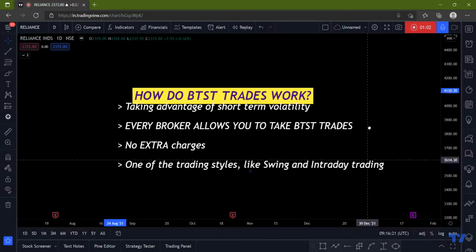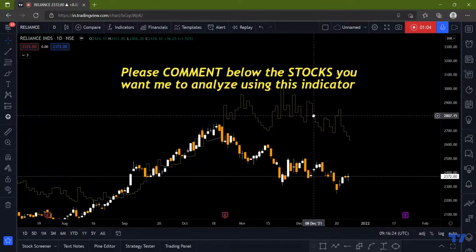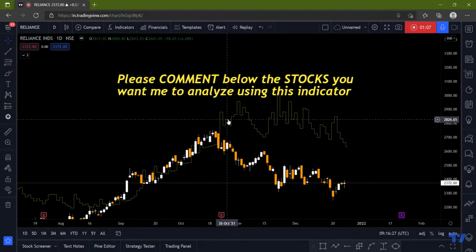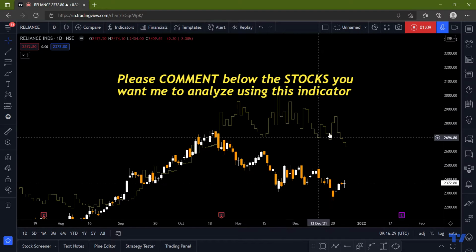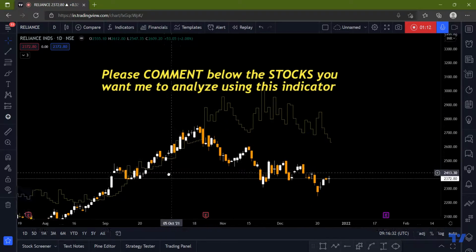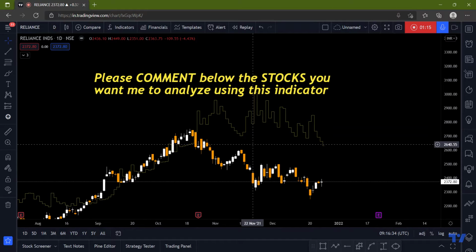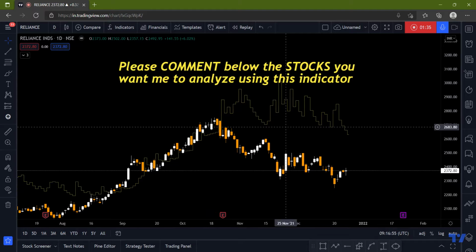Also, I'll be introducing you to a new indicator that I have coded myself. So this yellow line that you see, this weird zigzag line. I'll be introducing you to this indicator in one of the follow up videos, and I'll show you how it can be used to find breakout trades on any stock. So I'll request you to please comment below the stocks you want me to analyze using this indicator in the next video, and I'll try to accommodate all the requests, and I'll show you on your preferred stock how this particular indicator can be used. Then I'll also be giving access to this indicator to everybody who is interested.